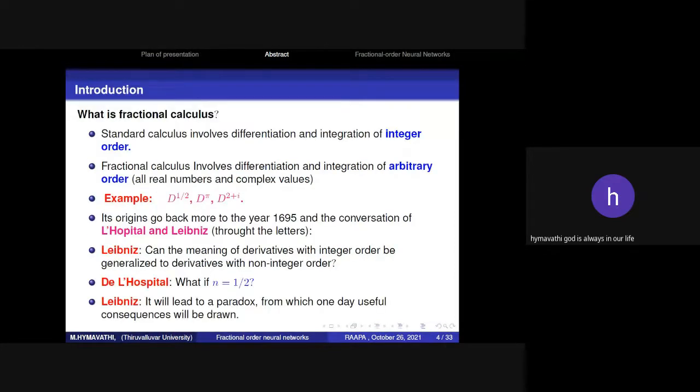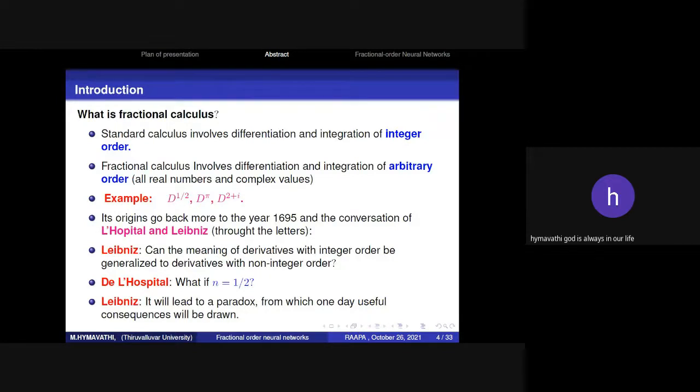Introduction. What is fractional calculus? Many people have a doubt about what is meant by fractional order calculus. When comparing to ordinary differential equations, it is easy to find the half derivative, and also for complex and real numbers. In ordinary differential equations, we cannot find something like a half derivative, but in fractional differential equations it is easily found. Its origin goes back to the year 1695, the conversation of L'Hospital and Leibniz.